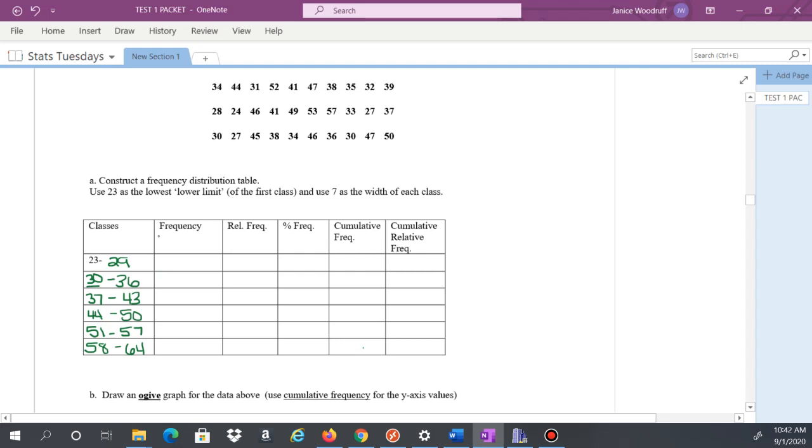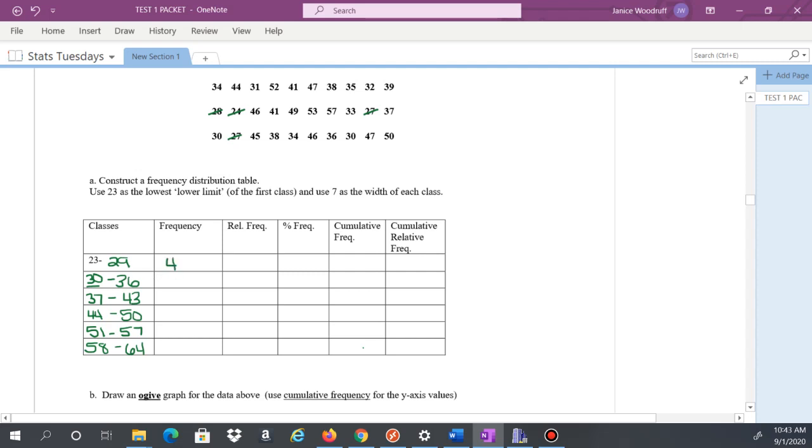Okay, so now I'm going to do my frequency. I'm going to go through my data almost like a word search. I'm looking for everything between 23 and 29, and I'm just going to cross them out as I go. In the first row, nothing there. I have 28, so that's 1. I have a 24, so that's 2. Then 3, 27, 27. That's it. So there's 4 there. Everybody get 4?